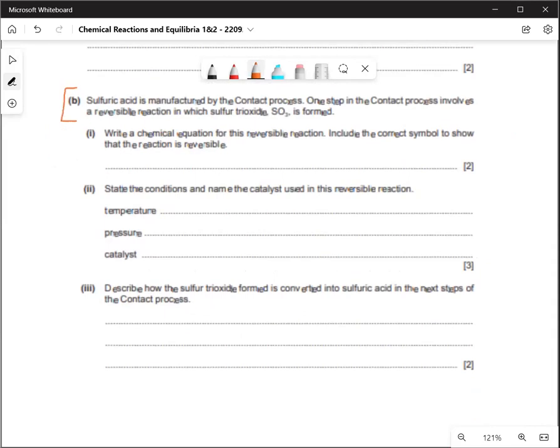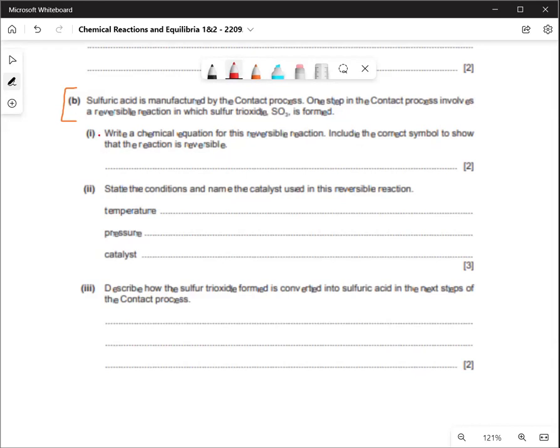Read the next question, Niranjana. Sulfuric acid is manufactured by the contact process. One step in the contact process involves a reversible reaction in which sulfur trioxide, SO3, is formed. Write the chemical equation for this reversible reaction. Include the correct symbol to show that the reaction is reversible. Now, Zara, tell me the answer. And Niranjana, tell me the answer.